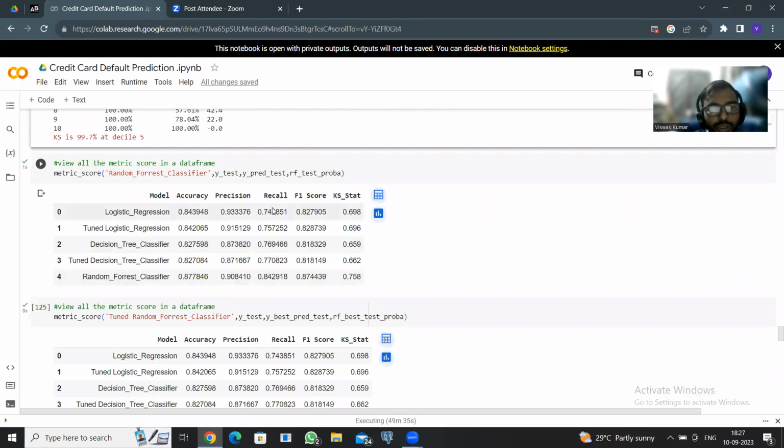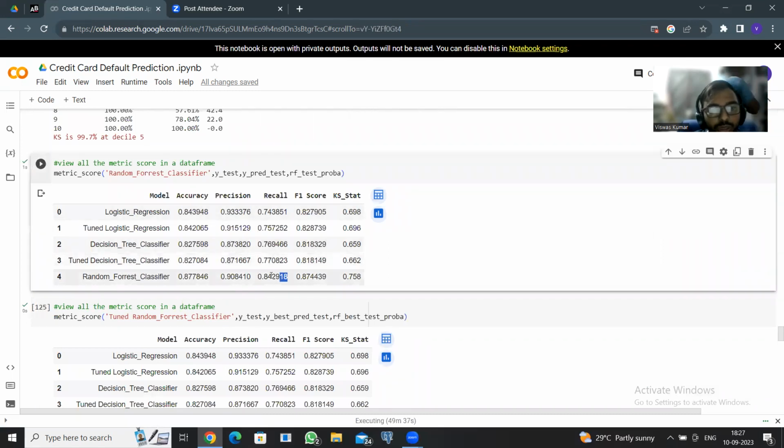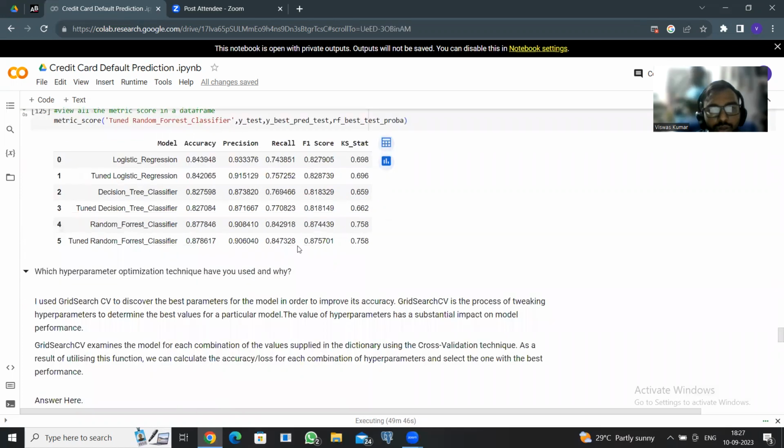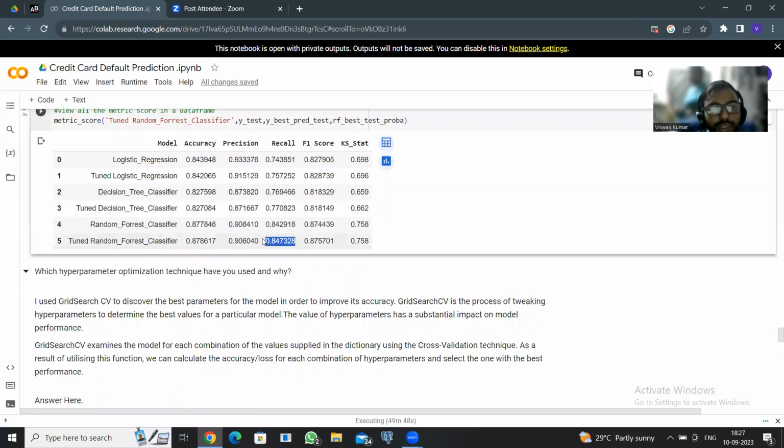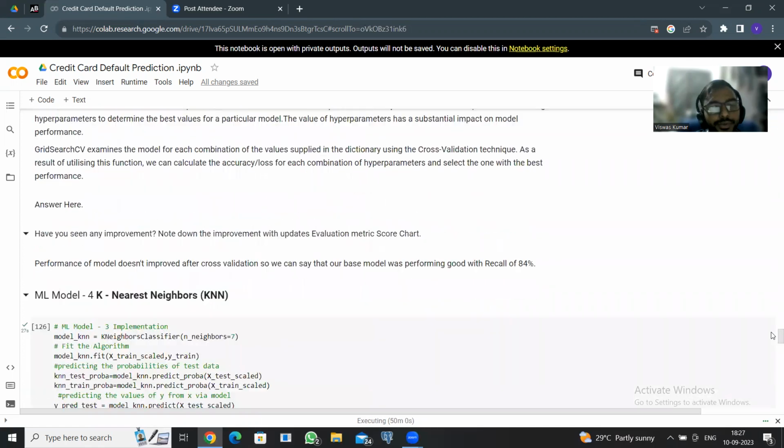In the metric score, we can see that the recall score has improved in the tuned model. This is the random forest classifier RF, where the recall is the same. So we can see the highest recall score was obtained from the optimized random forest classifier.